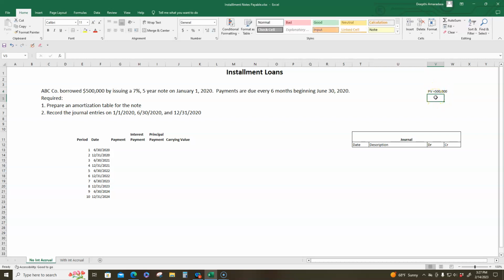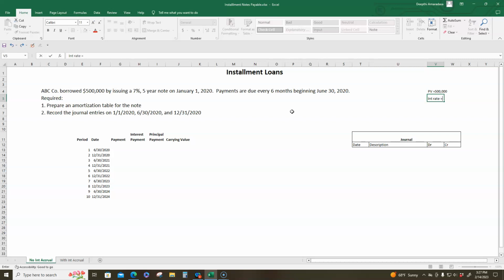The next thing that you're going to want to know is the interest rate. How much is the interest rate? We know that the interest rate is 7%. We know that that's always an annual percent. However, you need to adjust that 7% if you're making more than one payment during the year. How many payments does this note require? The note requires 2 payments a year. Every 6 months we have to make a payment.